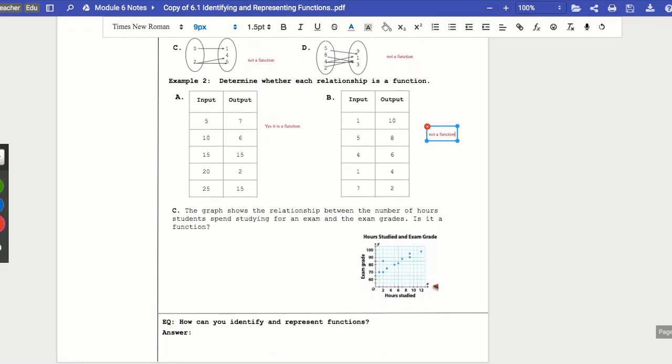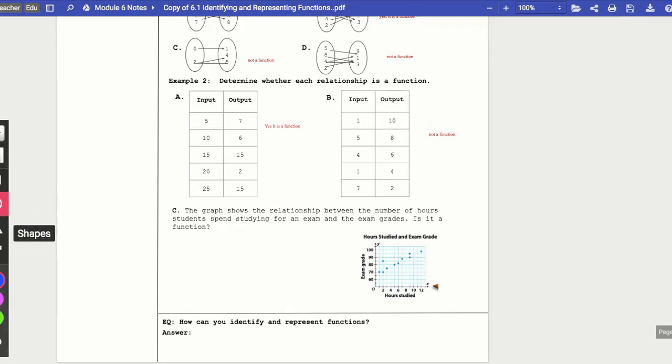Now, this is something I really like. So this graph shows the relationship between the number of hours students spend studying for an exam and the exam grades. And we want to know if it's a function. So again, thinking every input has exactly one output, we're just making sure that every x value has exactly one y value. So what we're going to use is something called a vertical line test. What the vertical line test says is that you can draw a vertical line, and if it doesn't cross 2 points on one vertical line, then it's a function. But if it does, it's not going to be a function.